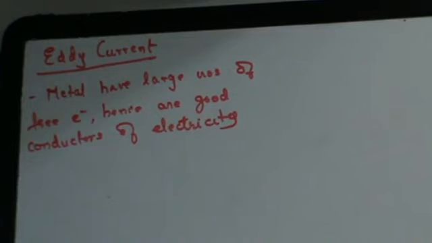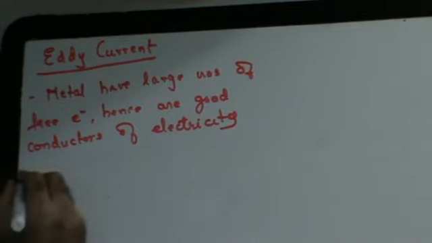Now when a metallic block is moved in a magnetic field or is subjected to a rapidly changing magnetic field, the free electrons present in the metal are acted upon by the forces of the magnetic field and they start circulating inside the metal block. Electrons are charged particles. When a charged particle is acted upon by a magnetic field, it results in a force. So that is exactly what happens here, right?